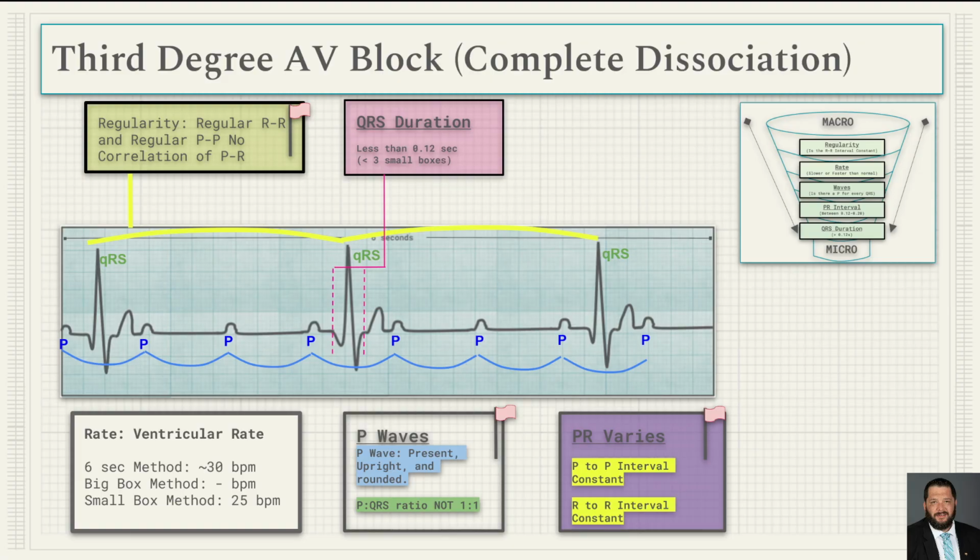The third-degree AV block is a complete disassociation of the P and the QRS complex. Essentially, the P wave is firing at its own normal, regular rate, and the QRS complex is occurring at its own normal, regular rate, and there is no association between the two. You can march out the P waves, and there's a consistent P to P interval. You can march out the R waves, and there's a consistent R to R interval, but neither one is communicating with the other, and they're each dancing to their own dance. This is the third-degree AV block, a complete disassociation.